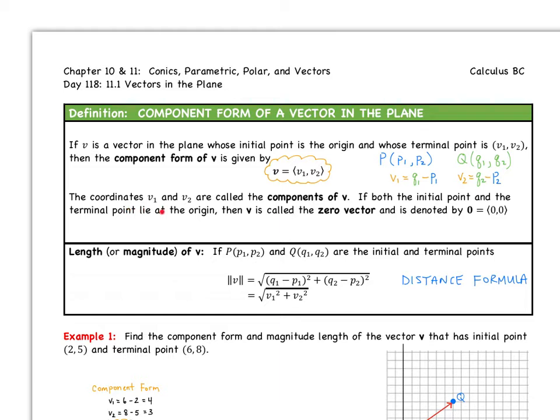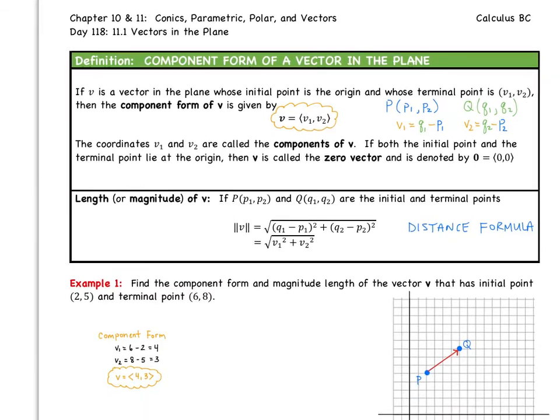Now the coordinates V1 and V2 are the components of this vector. If both the initial point and the terminal point lie at the origin, then it's called a zero vector, and notice the notation. Then the length or the magnitude of a vector is given by these two points, P and Q again. This is the length or magnitude of V, that's the notation, and what you should notice is it's essentially the distance formula. If you already know what V1 and V2 are, then you just square those both, add them together, and take the square root.